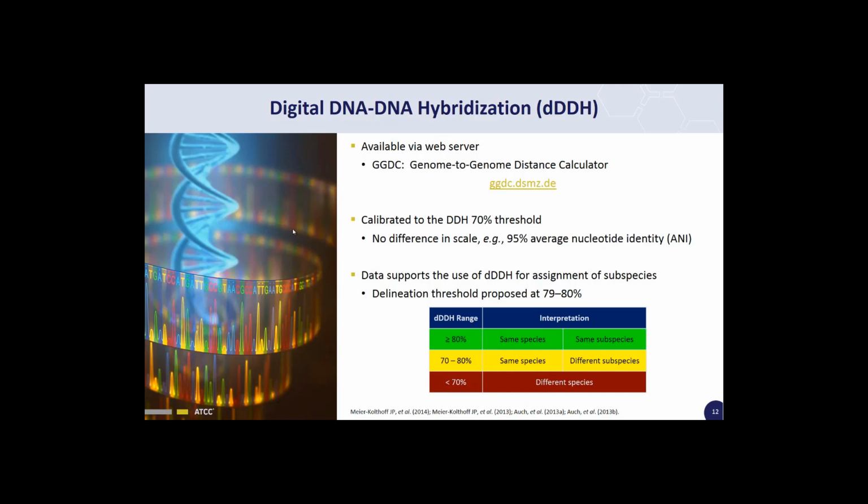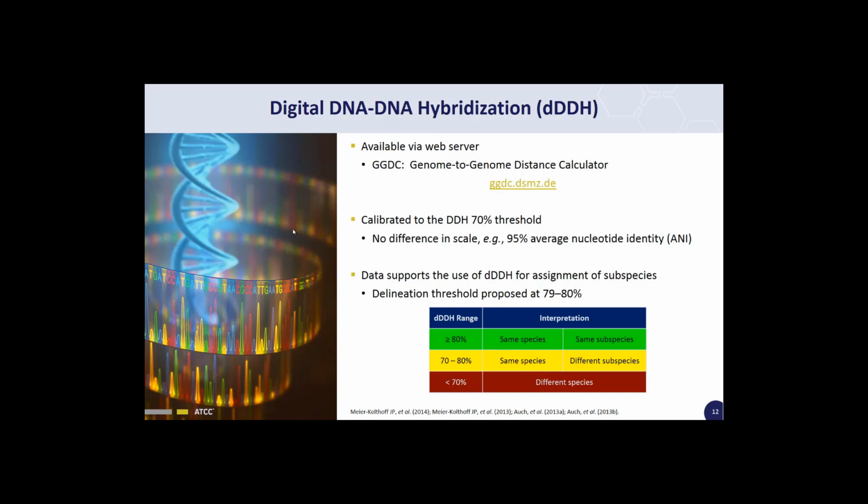The subspecies delineation threshold has been proposed at between 79 and 80%. For the purposes of our research, we used 80% as a threshold. Using these thresholds, we have the dDDH scheme used in our research. In this scheme, a dDDH value above 80%, shown in green, means that two strains are both from the same species and subspecies. Alternatively, if a species has not been divided into subspecies, this would indicate that the two strains are simply the same species.